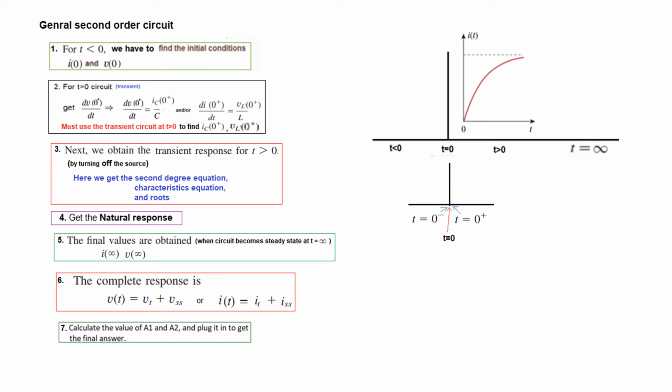So we'll study t less than 0, then t greater than 0, the transient. We'll study some of the parameters for t greater than 0: the characteristic equation and roots. Then we go to the natural response of the circuit, and we'll finally find the final values, and then we have the complete response.